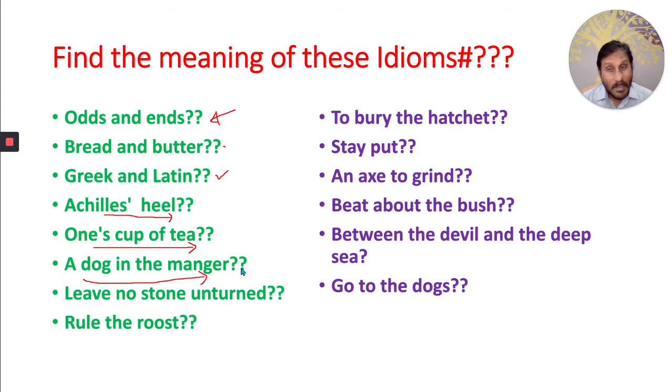Dog in the manger. What is this? I have explained the situation, but you have to get the meaning. Leave no stone unturned. In order to get the treatment for coronavirus, they explored all the possibilities. They left no stone unturned to get cured of the disease. Right? Rule the roost. In the game, the captain ruled the roost. All other players just simply stood like spectators. The captain ruled the roost in the game.